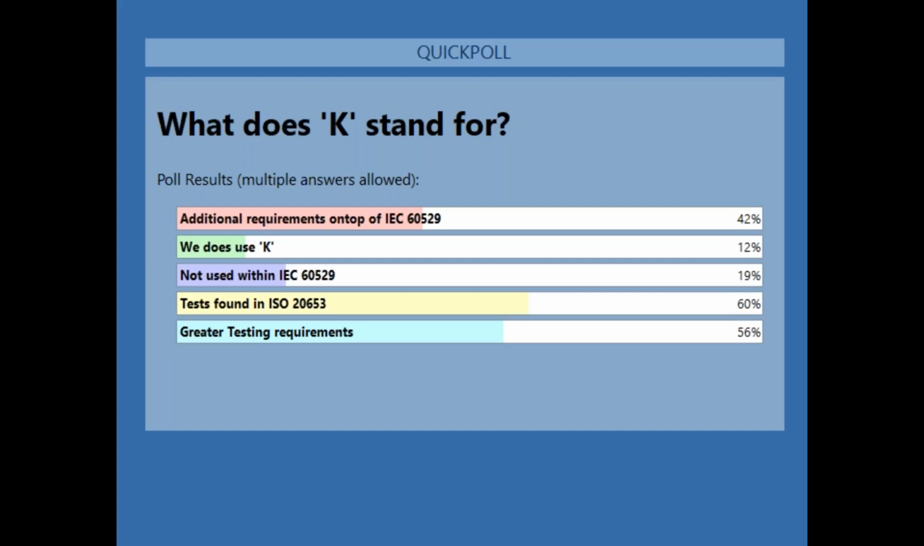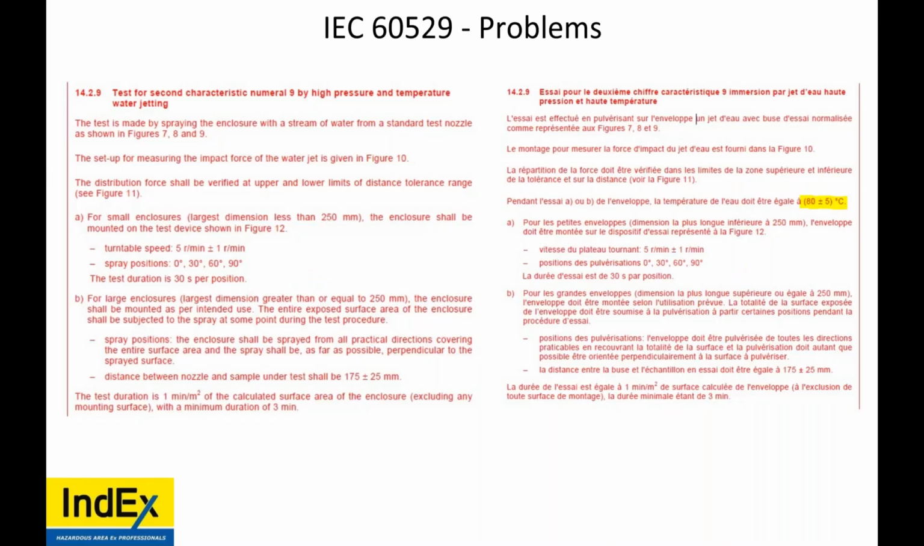Now, there's multiple answers to this. The correct answers are 1, 3, 4, and 5. It is an additional requirement on top of 60529, but it's found in ISO 20653. It's not used within 60529, and it is greater testing requirements.